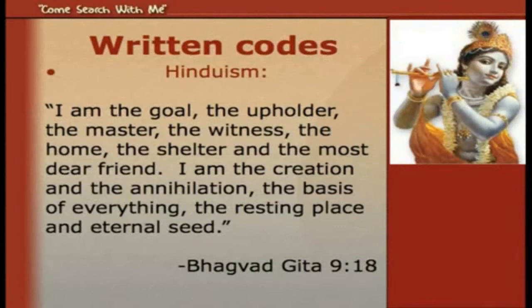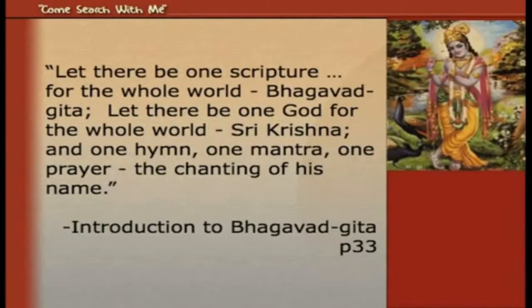I am the goal, the upholder, the master, the witness, the home, the shelter, and the most dear friend. I am the creation and the annihilation, the basis of everything. The resting place and eternal seed. Let there be one scripture for the whole world, the Bhagavad Gita. Let there be one God for the whole world, Sri Krishna, and one hymn, one mantra, one prayer, the chanting of his name. That's the introduction to the Bhagavad Gita, page 33.